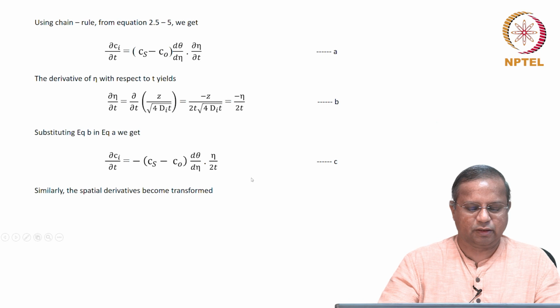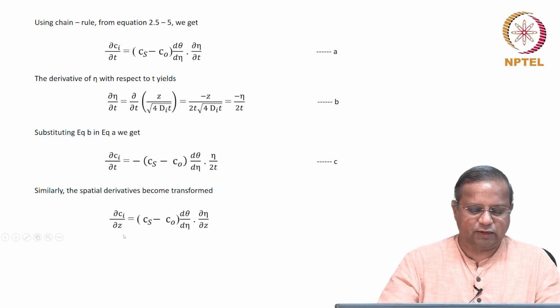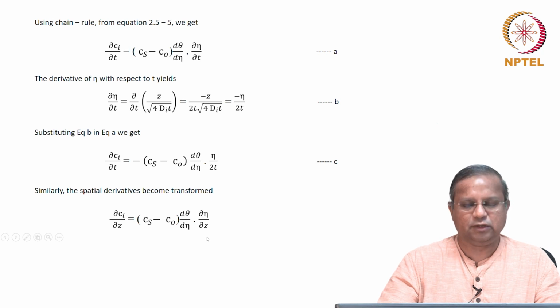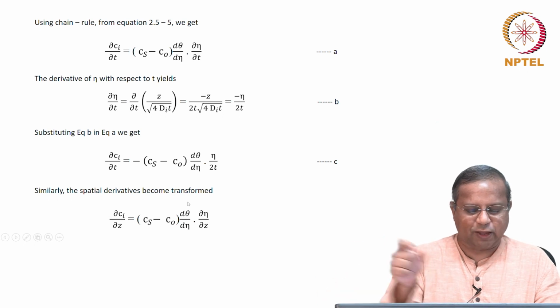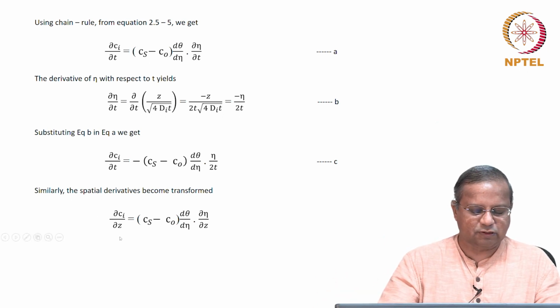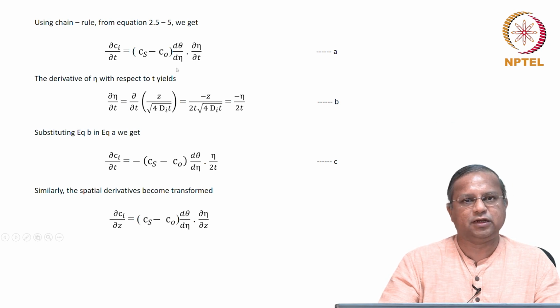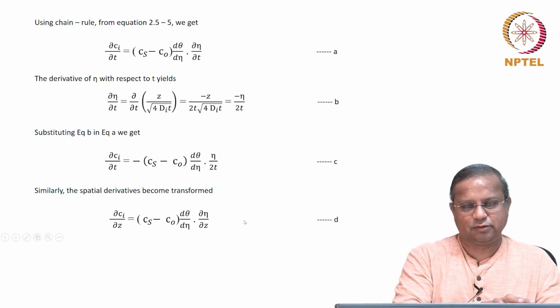Similarly, the spatial derivatives become transformed as dou Ci by dou z equals Cs minus C naught d theta by d eta times d eta by dz. Okay. This you will have to do and confirm yourself. I have shown you how to do this here. Please stop the video here, go back and convert dou C by dou z in terms of theta and eta, and see whether you actually get this. We will call this D. Pause, go back, and then you can come back.